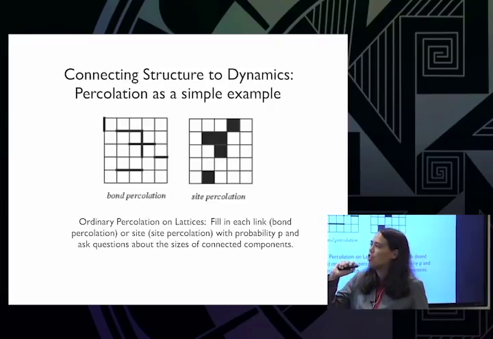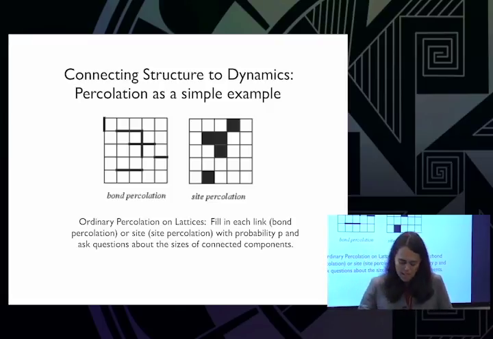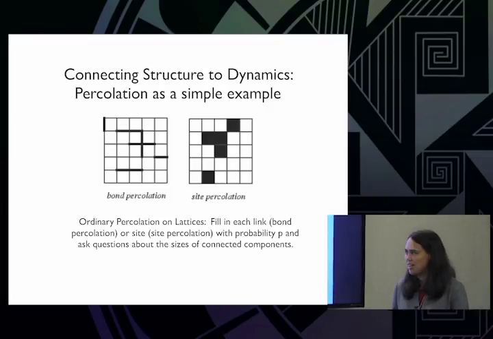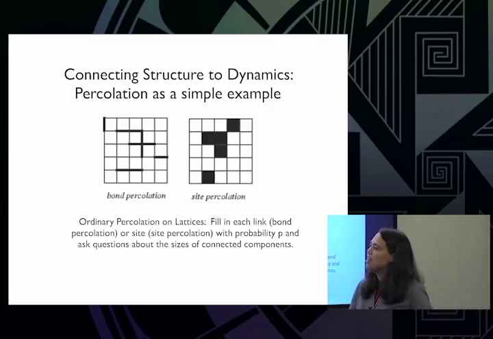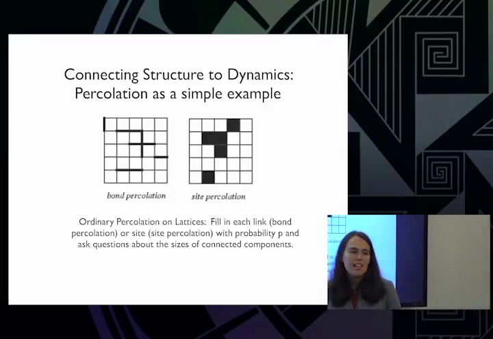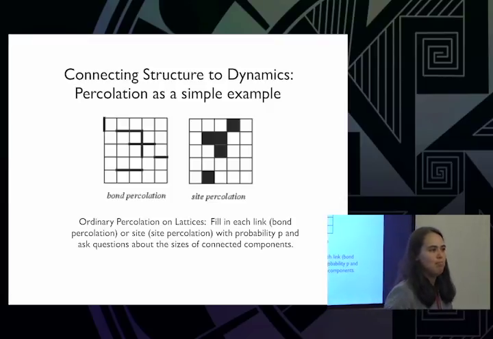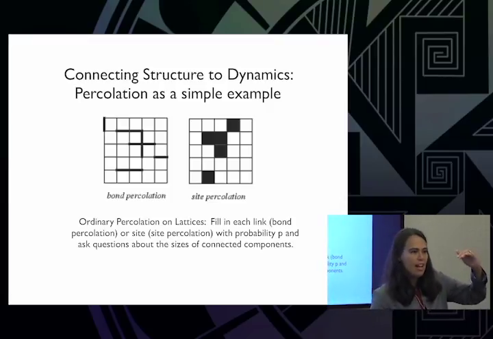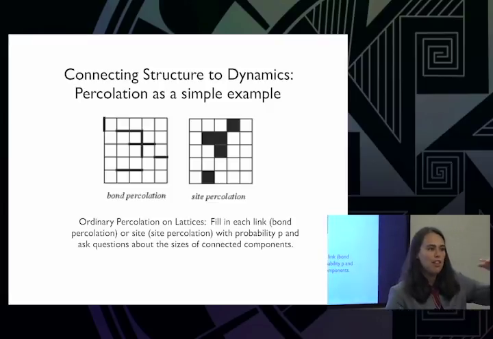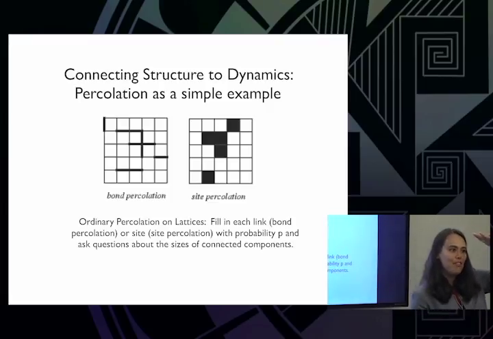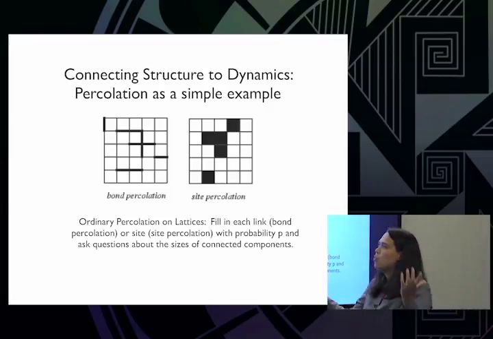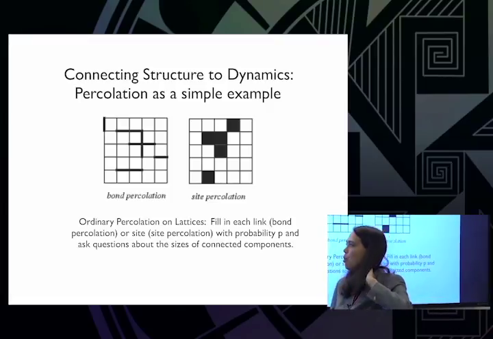So if we want to connect the structure of a network to dynamics, as physicists, we think about this problem that we call percolation. And so percolation is this idea that I have some kind of porous material, like a rock, right? And the rock has spaces in it. And percolation is, I want to ask whether oil will percolate from one side of the rock to another. And we can model this in a very simple way.